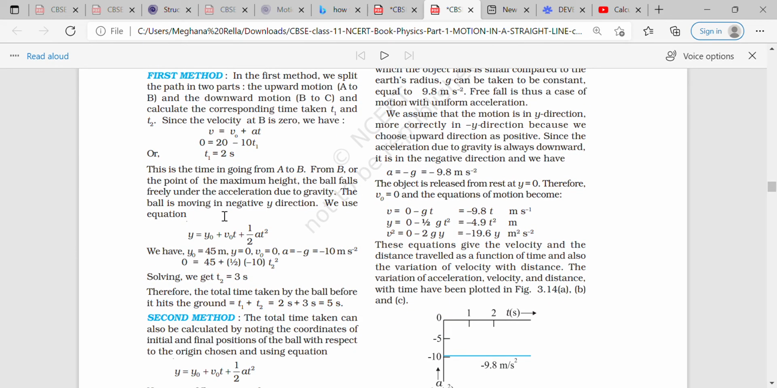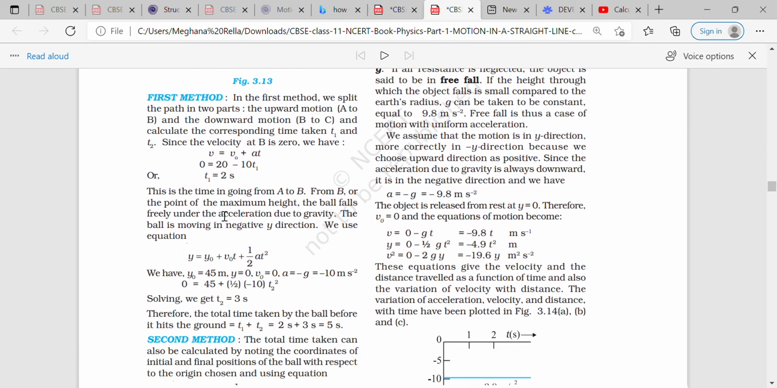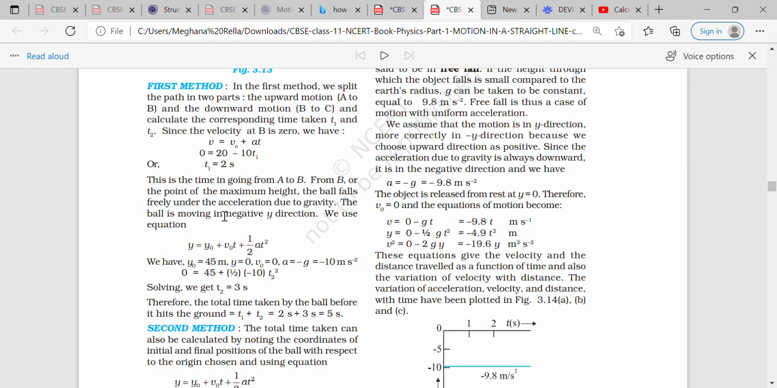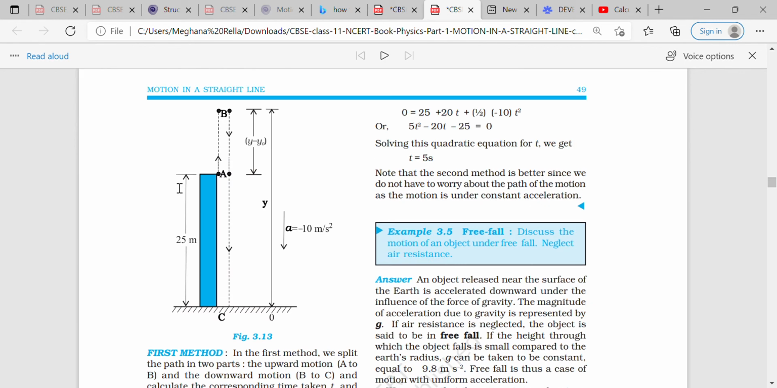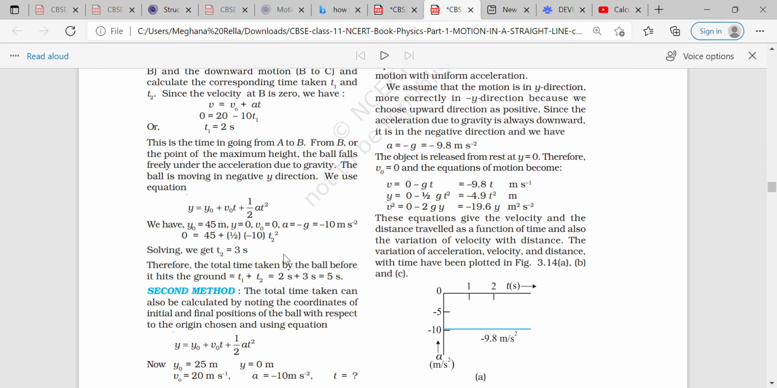So from that we understand that the time taken for this is 2 seconds. For this, A to B is 2 seconds.